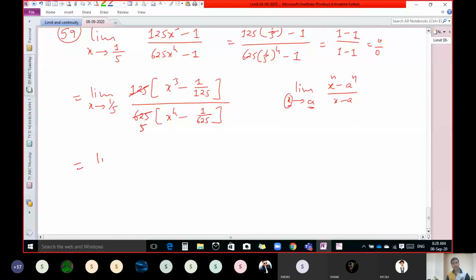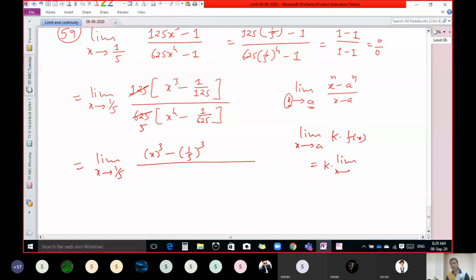Now once again, now listen, this is x raised to 3 minus 1 upon 5 raised to 3, divided by, keep this 5 as it is, or you can, there is one result, k into f of x. You can take constant outside of the limit. So you can take this 1 upon 5. See, 5 is in denominator. You can take this 5 outside from the limit.